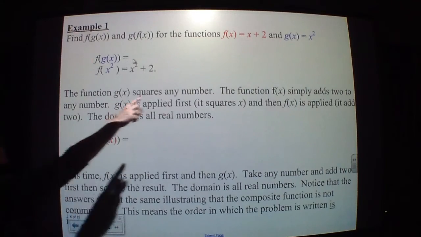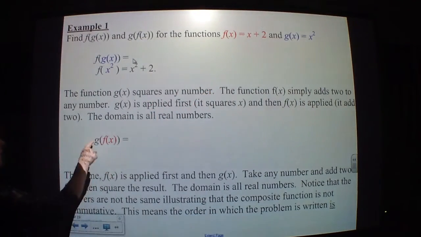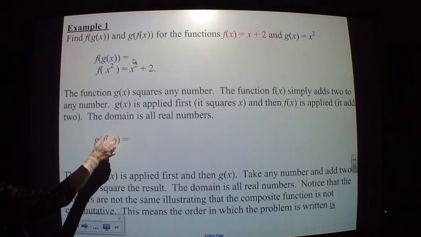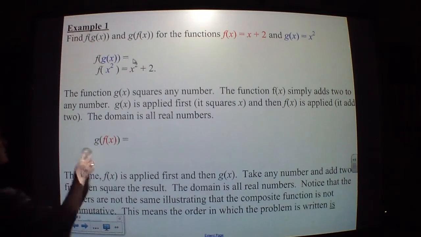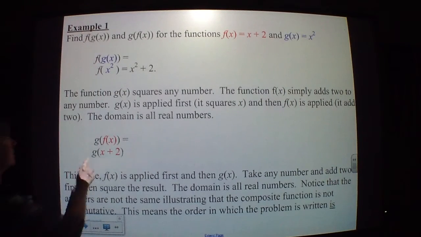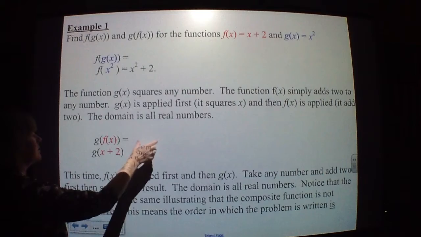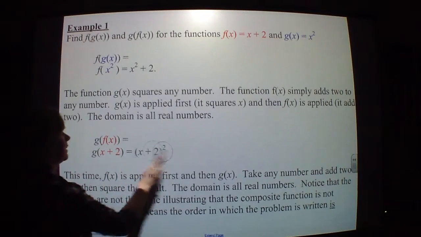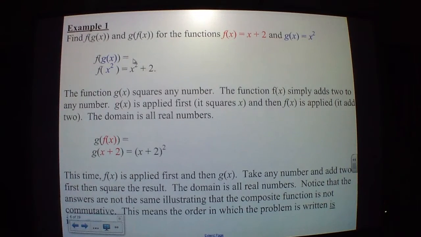Instead of f of x, I'm going to do a substitution, x plus 2. So g of f of x is g of x plus 2, so I can put x plus 2 in the parentheses. G of x is x squared. So instead of x squared, I have x plus 2 squared. And you can leave it like that. You could FOIL it if you want. If you FOILed it, you get x squared plus 4x plus 4.